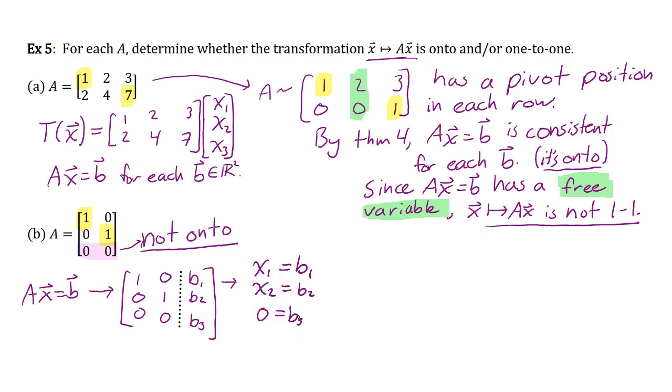Now it will have a solution if b3 is 0. It will have no solution if b3 is not 0, which makes it not onto. But can it have more than one solution? No, because whatever your b vector is, there's just going to be one x1 and x2 that goes with that. So that makes it one-to-one.